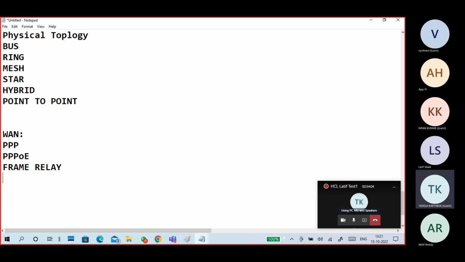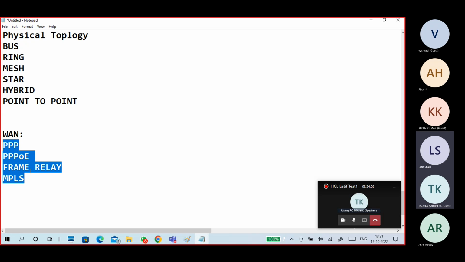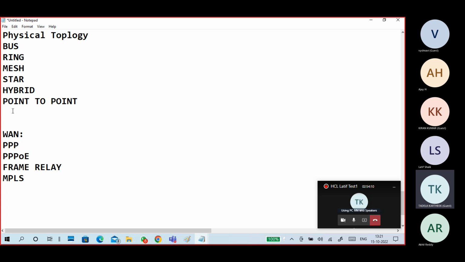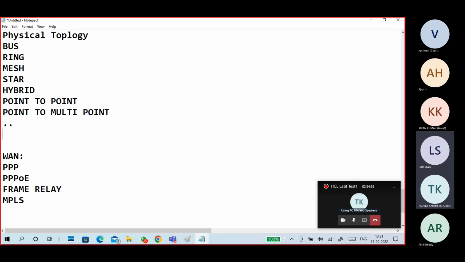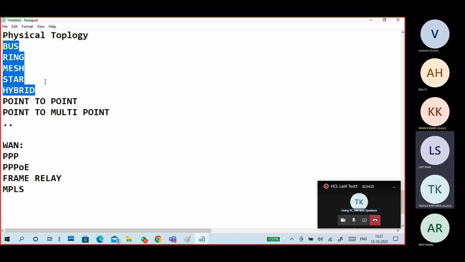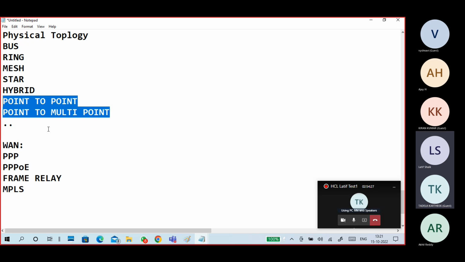Frame relay, MPLS. These are a WAN. Point to multi-point. There are so many more, but very important are bus, ring, mesh, star, and hybrid. These are very important.